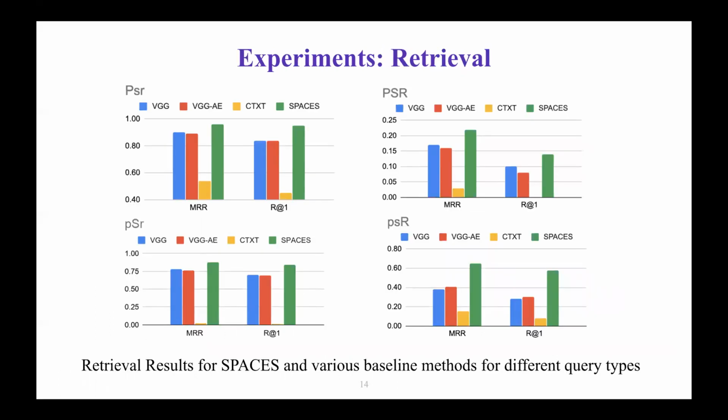The proposed method SPACES performs much better than all the baselines across all the different query types. Especially the toughest query set, which is capital P, capital S, capital R, on the top right, demonstrates the largest relative gains in SPACES. Our paper has more detailed results and analysis.